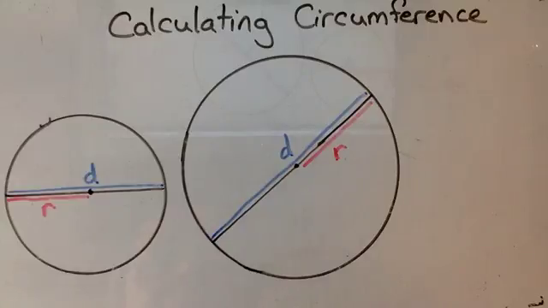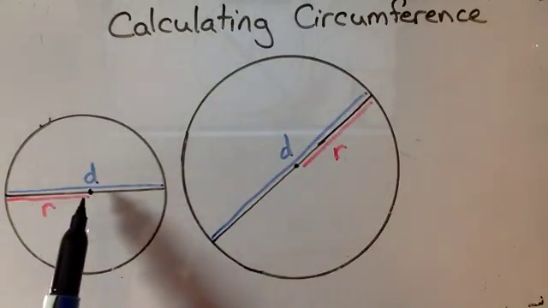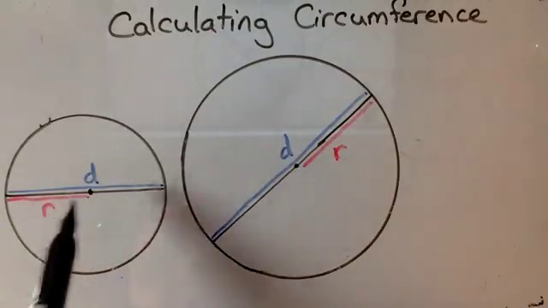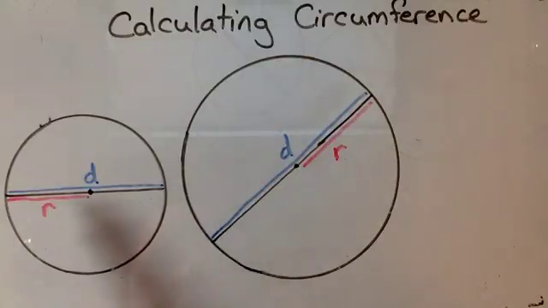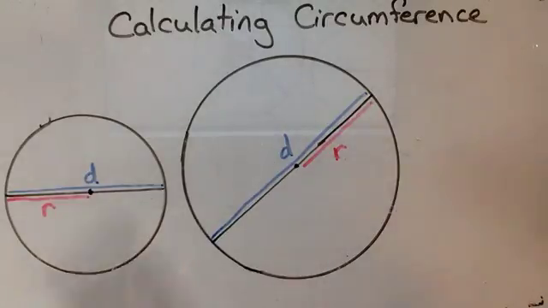What we need to do is know at least one other piece of information for this circle. We either need to know its radius, so the distance from its center point to the outside edge, and that's true for the whole way around the circle, or its diameter, which, if you remember, is the furthest distance between the outside edges of a circle. So once we know one of those two pieces of information on any circle, we can calculate its circumference.